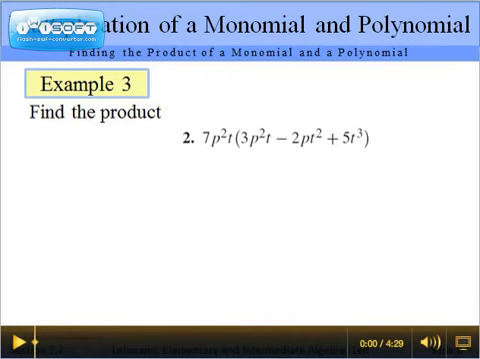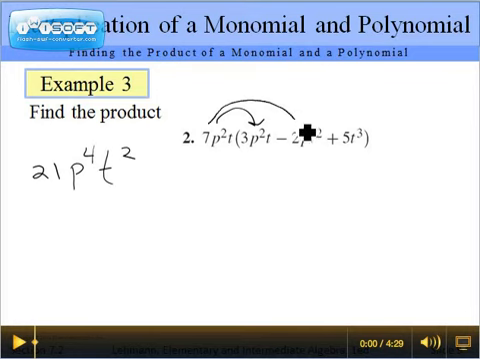I want to find the product of 7p squared t times the quantity 3p squared t minus 2pt squared plus 5t cubed. So I would take 7p squared t and multiply it by 3p squared t. So 7 times 3 gives me 21. P squared times p squared gives me p to the 4th, since I add the exponents. T times t would give me t squared.